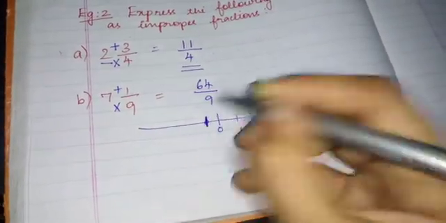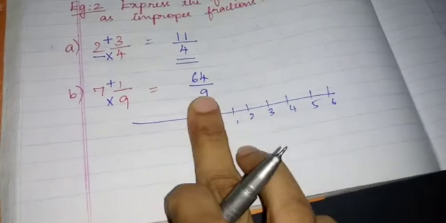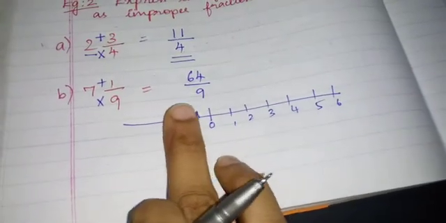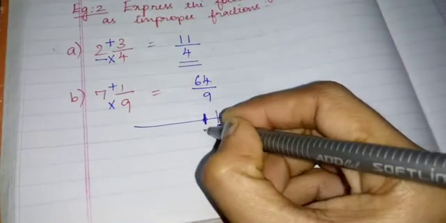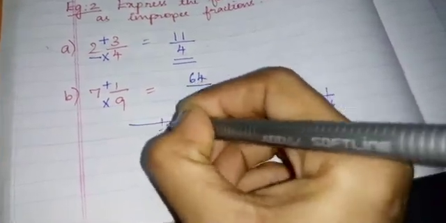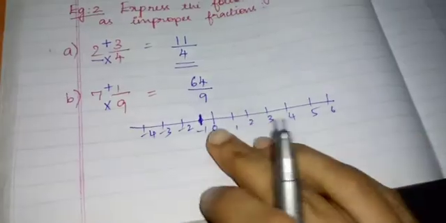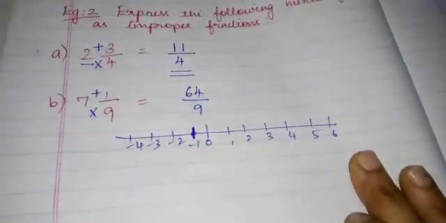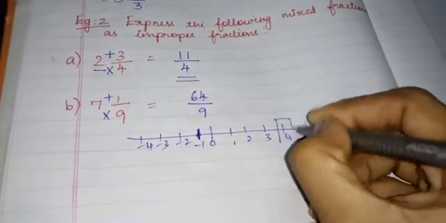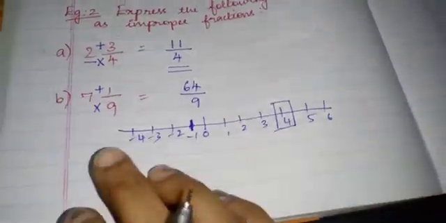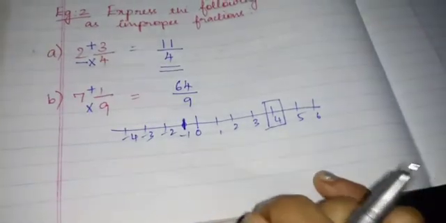In natural numbers, you will write 1, 2, 3, 4, 5, 6 like that. In whole numbers, 0, 1, 2, 3 like that you will write. When it comes to the integers, minus 1, minus 2, minus 3, minus 4, 0, 1, 2, 3 like that you will draw the number lines, right? So if you want to indicate plus 4, you will put a box like this. If it is minus 4, you will put a box like this, correct?